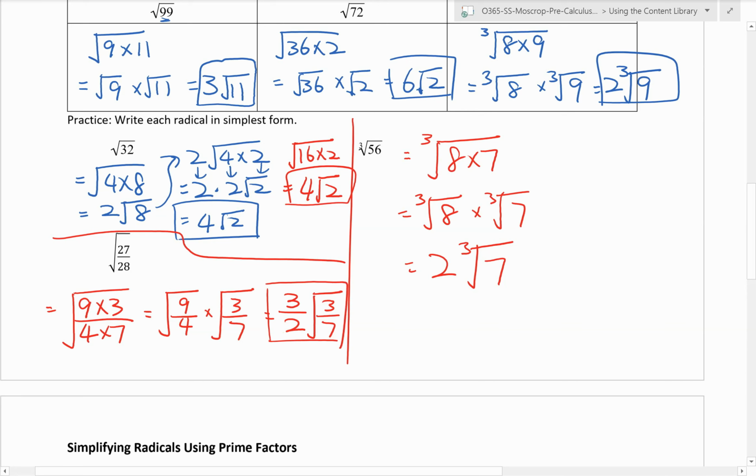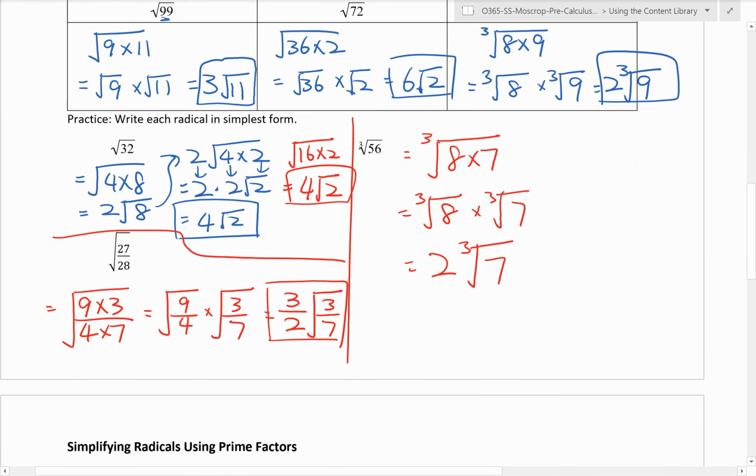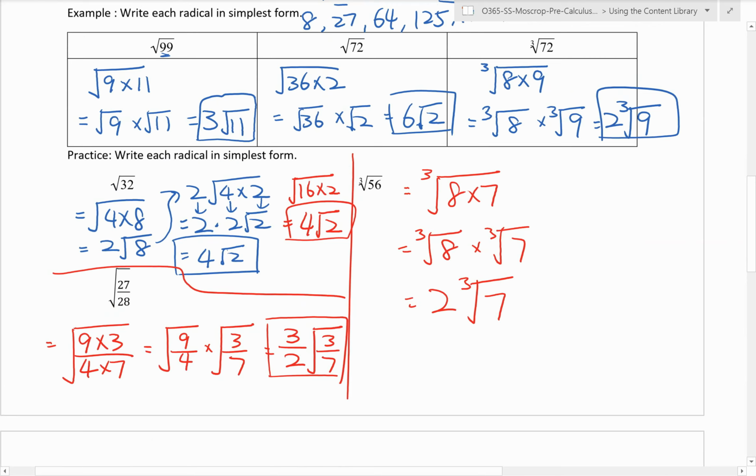So if it's a fraction, you just proceed as we did in the previous examples. But we can actually take the fractions outside as well. That's the only difference. All right, so that's the first method, using perfect powers. This is a good method if the numbers are not super big.